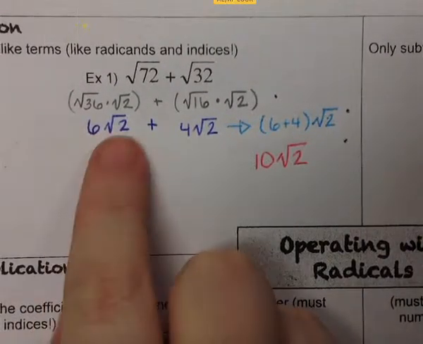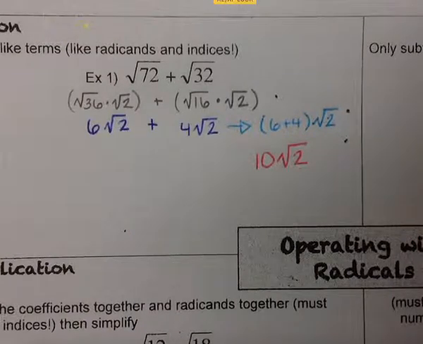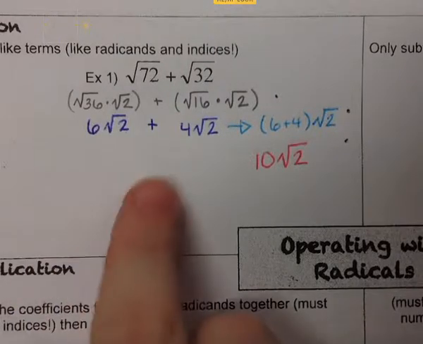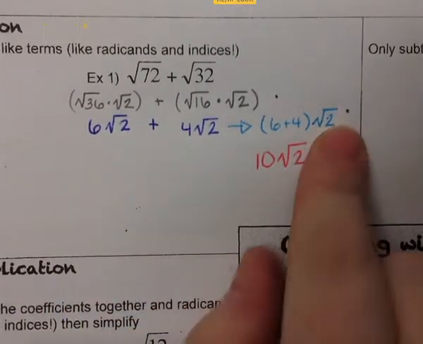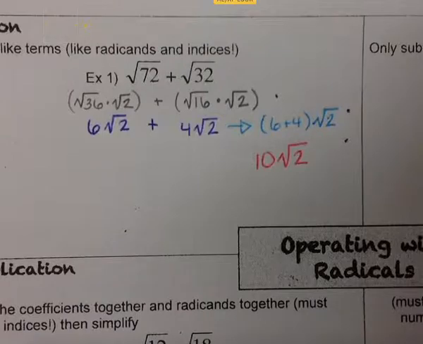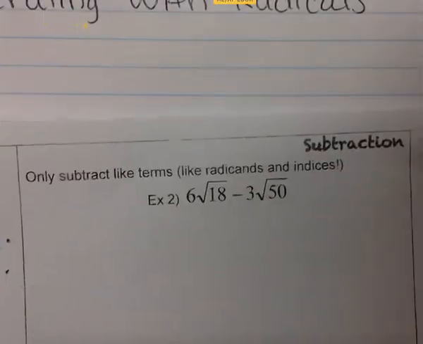But because these are the same radicands, we can simplify this by just adding the coefficients. The like term stays the same throughout that problem, so that square root of 2 stayed as the square root of 2 for both parts, and when we put it as our answer.